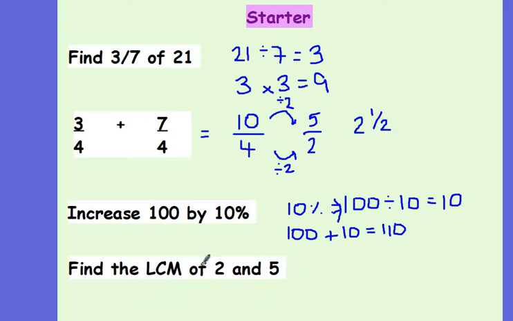And finally, I've been asked to find the lowest common multiple of 2 and 5. Jonas, can you list me the multiples of 2, please? What's the 2 times table? 2, 4, 6, 8, 10, 12. We could go on, we don't need to. Alicia, what's the 5 times table? 5, 10, lovely. So our lowest common multiple is the lowest number that appears in both of those times tables, which is 10.